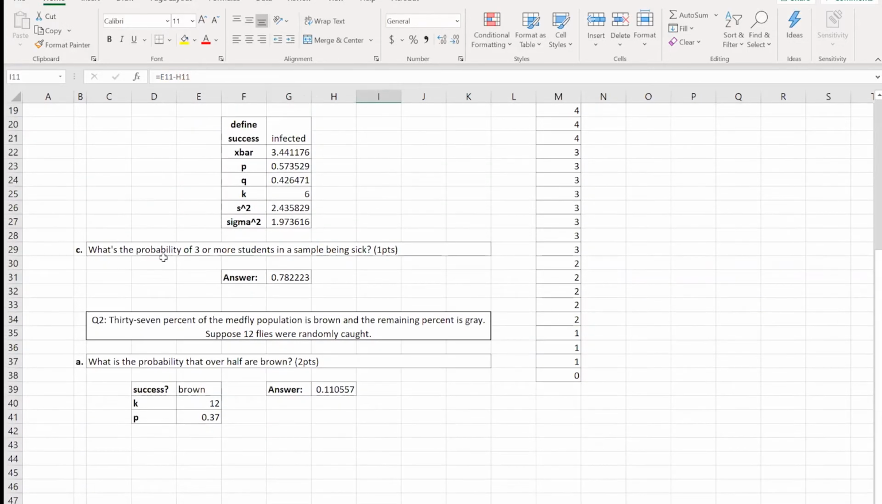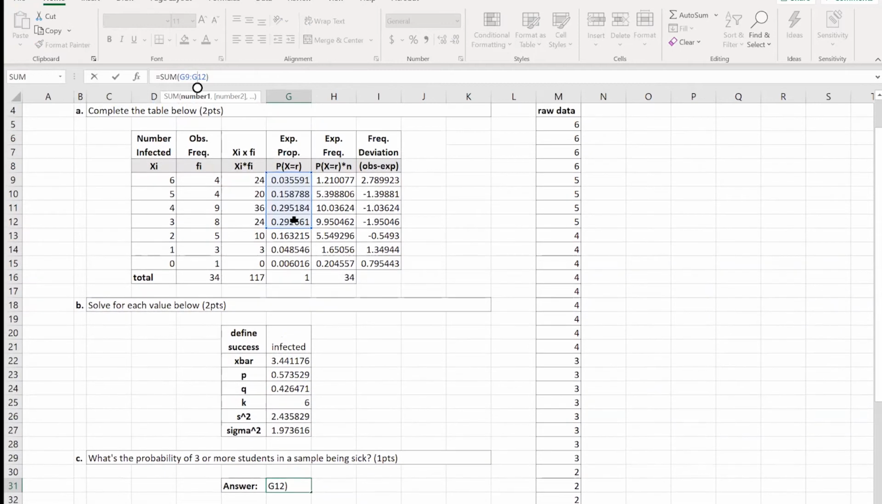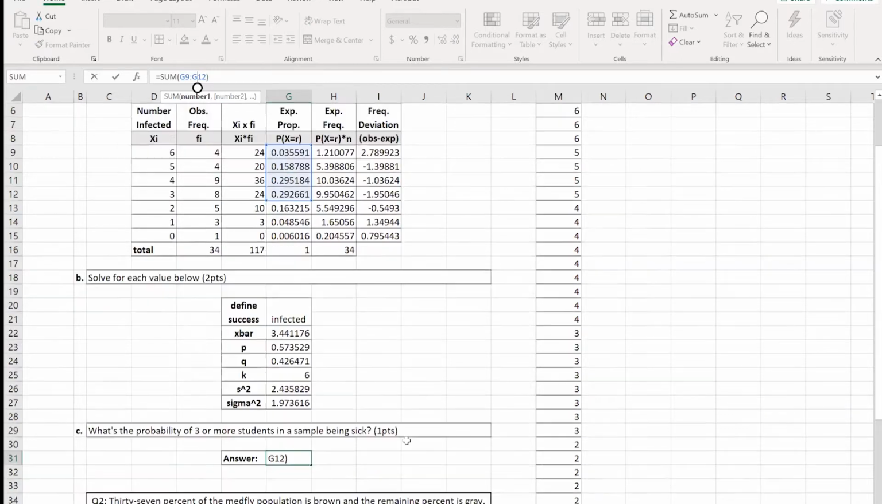For C, what's the probability of 3 or more students in a sample being sick? That's just the sum of all probabilities for 3 or more students. So 3, 4, 5, or 6 students in a sample being sick. So the total probability of those possible outcomes.